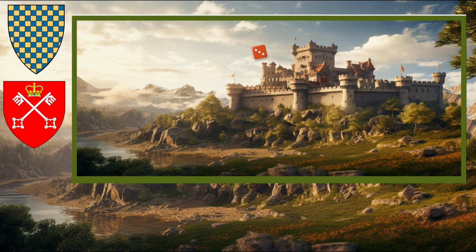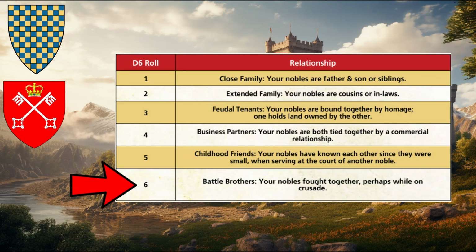So we roll, and we roll a 6. Let's see what a 6 means. A 6 means battle brothers: your nobles fought together, perhaps while on a crusade. So the relationship of William de Warenne and the Archbishop of York is that they were battle brothers.